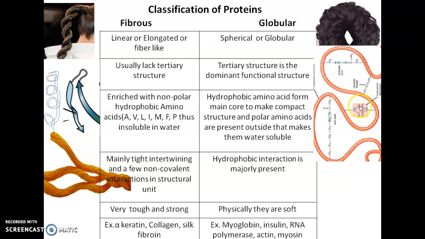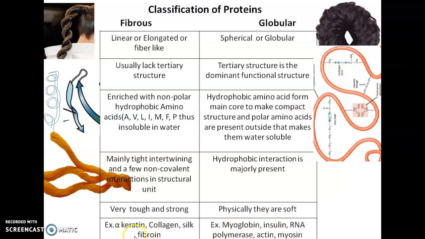hydrophobic interactions, they are majorly present and are the reason for such an arrangement of the polypeptide chain that leads to the formation of globular structure. Fibrous proteins are very tough and strong, while globular ones are very soft.